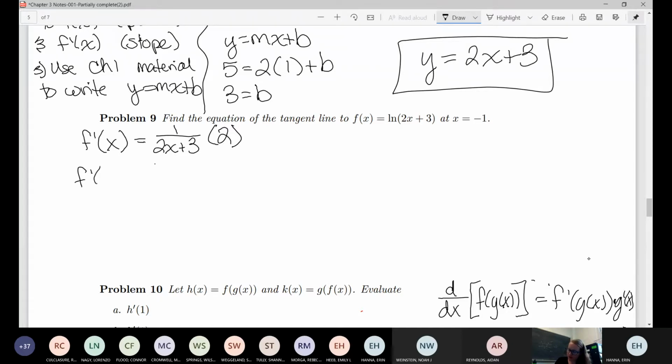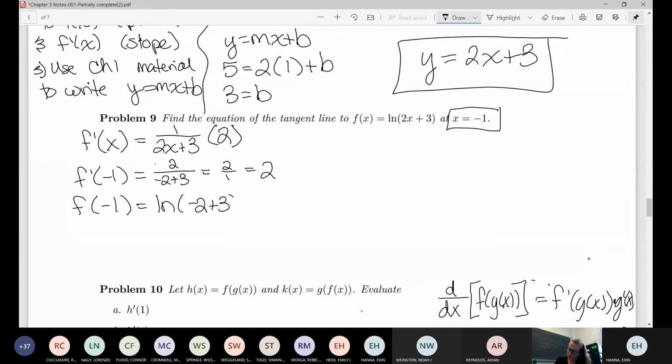Once you've found the derivative, you then want to plug in the value that you want the tangent line at, and you also want to plug that value into the original function. So since we want the tangent line at -1, we're going to use -1. So if we plug in -1 to the derivative, we'll get 2 over -2 plus 3. So 2 over 1 is 2. And then if we plug -1 into the original function, we'll get natural log of -2 plus 3. So the natural log of 1, which is 0.